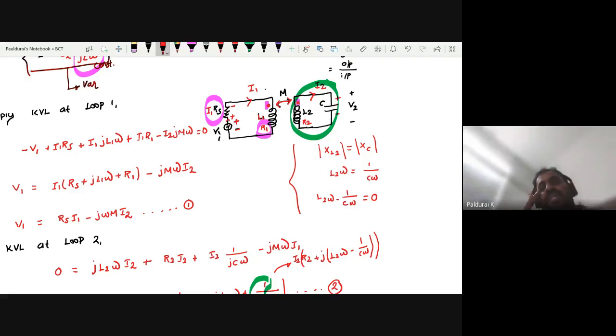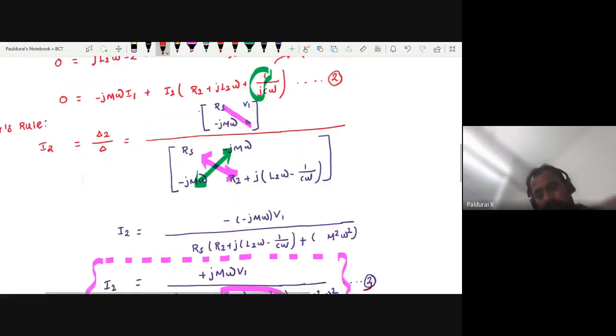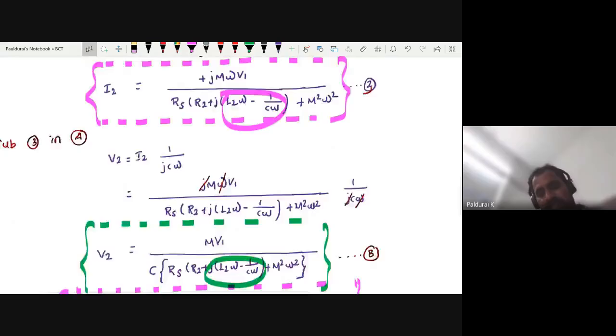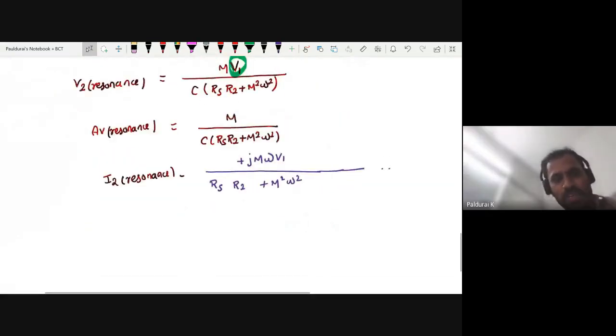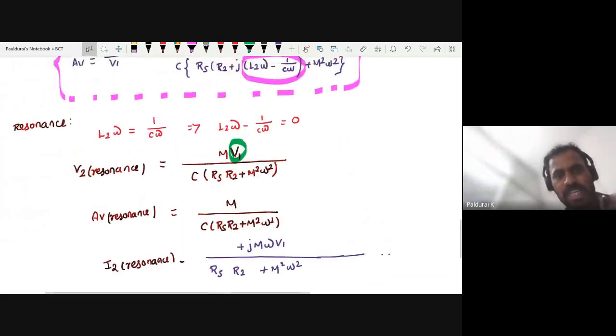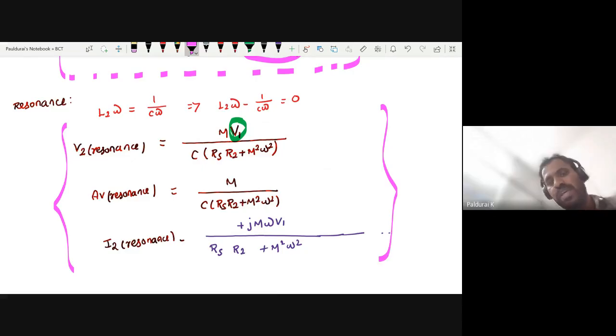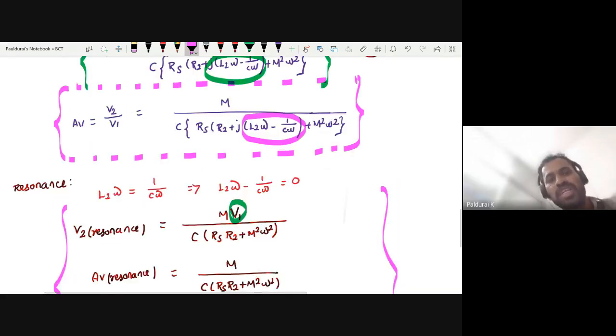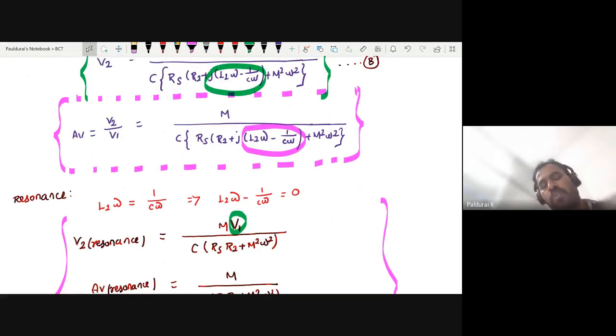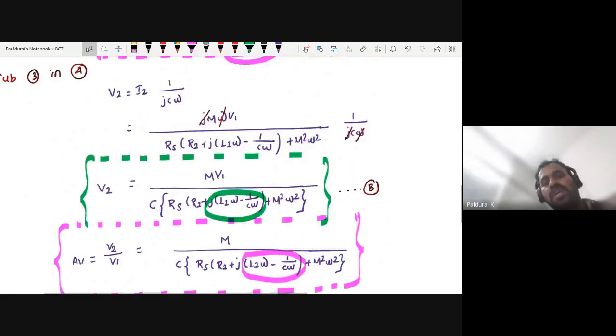Because when does resonance occur? The magnitudes of both will be the same, right? So you want to take the magnitude. That is what I explained here. So you want to know these things: what is the output voltage, what is the gain, and what is the output current at resonance. These three formulas are important. In general, what is the output voltage, what is the maximum, what is the gain, and what is the output current, that you want to know.